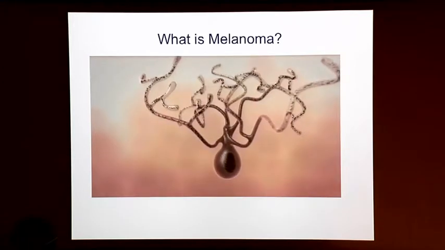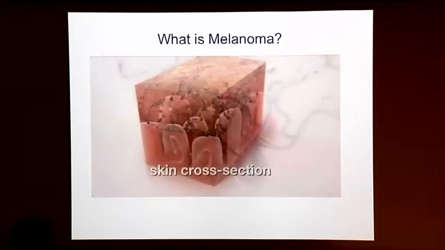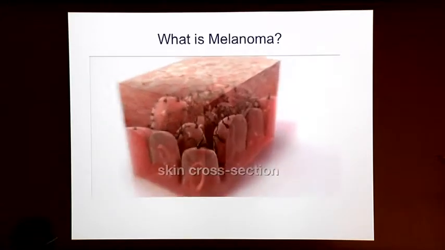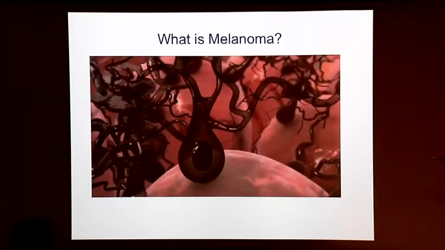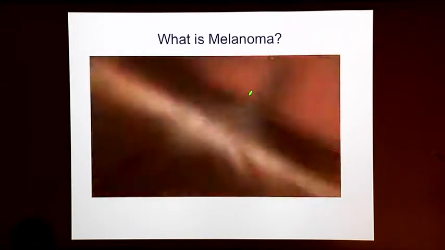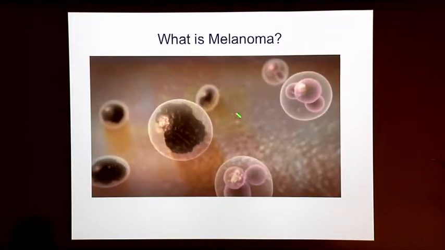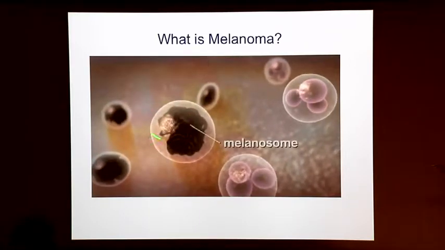This is a melanocyte. This is a cell type that we all have that protects us from UV radiation. This is a cross-section of skin. These melanocytes have these long extensions called dendrites. They also have these factories within them that produce melanin.